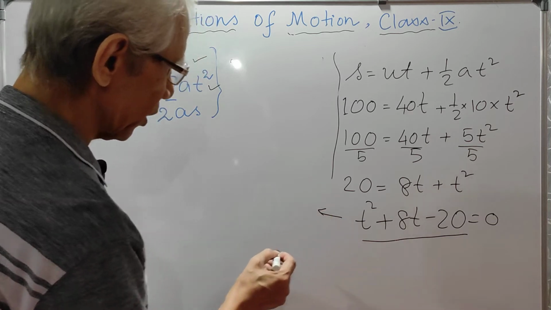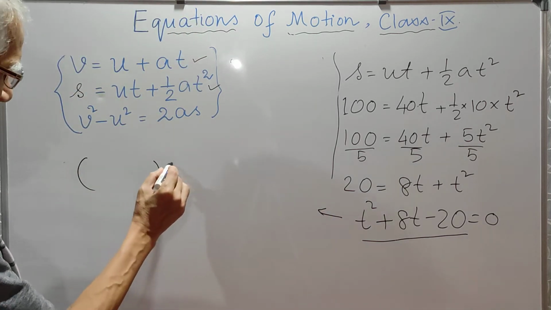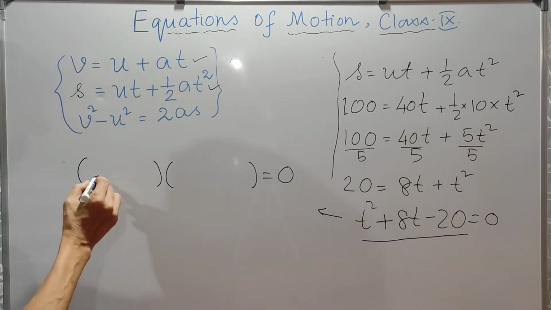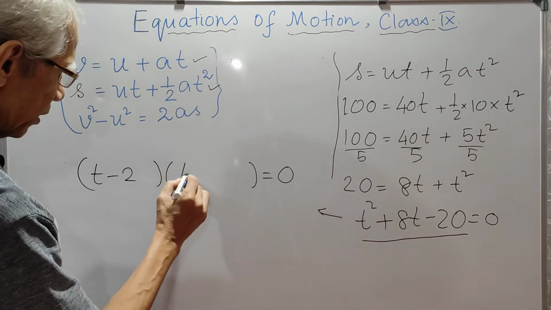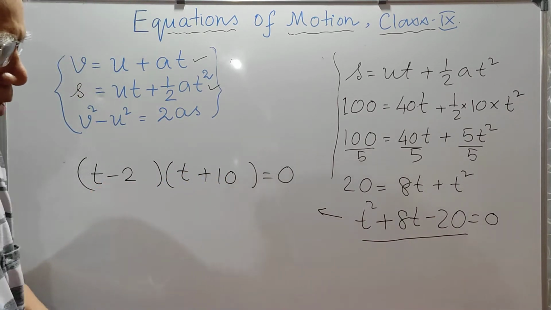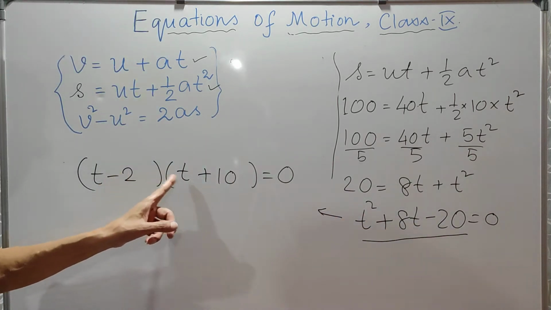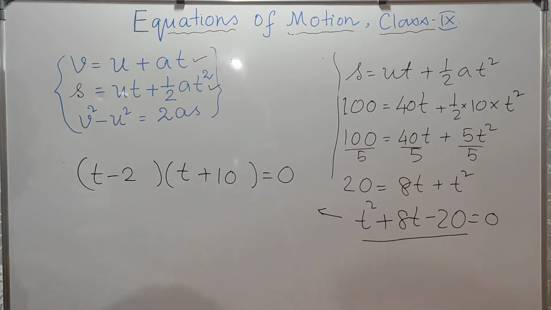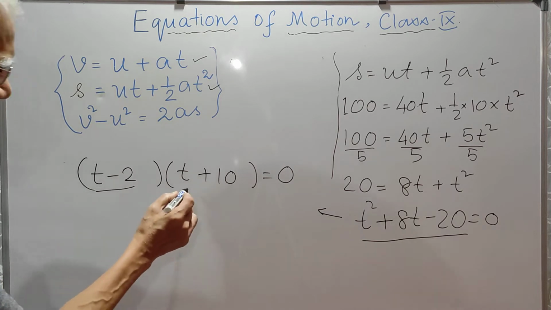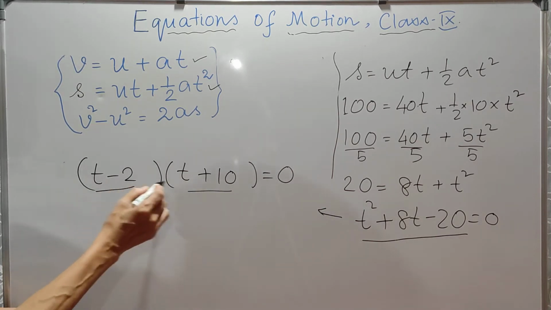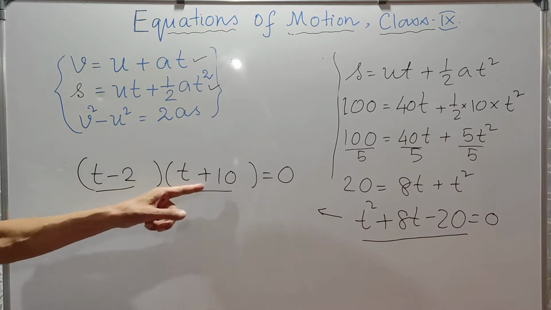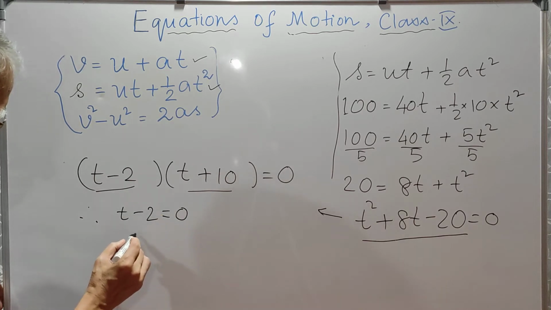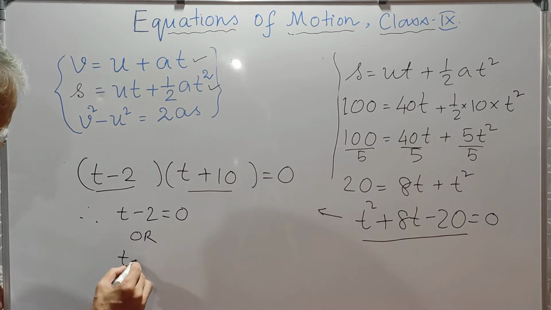So I am showing this side. We get factors. I am not showing how to factorize. That part is the middle term factorization we use. Okay. So you will get these two factors, t minus 2, t plus 10. Middle term factorization of t square plus 8t minus 20, yes. So you will get these two factors, t minus 2 and t plus 10. So the product of these two factors is 0. Therefore, either this is 0 or this is 0. Therefore, t minus 2 equal to 0 or t plus 10 equal to 0.